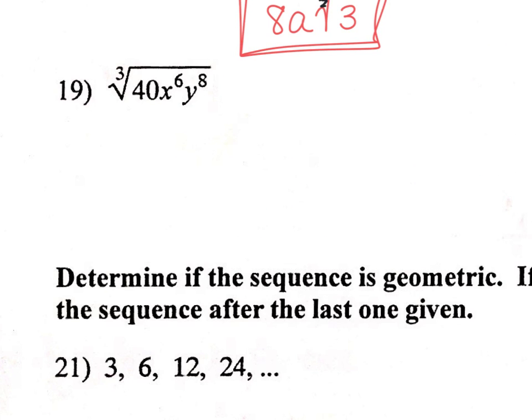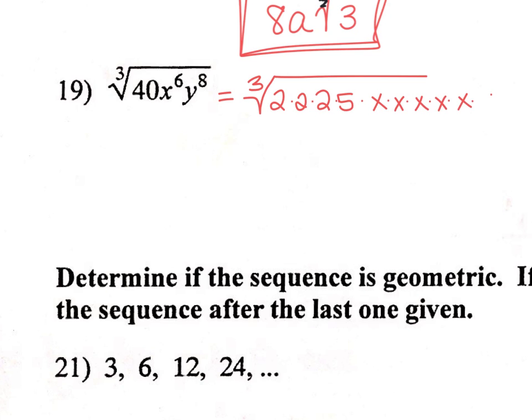All right, we're almost there. This time we're breaking down the cube root. And if we break down 40, we get 2 times 2 times 2 times 5. All right, I have 6 x's here: 1, 2, 3, 4, 5, 6. 8 y's: 1, 2, 3, 4, 5, 6, 7, 8. Okay, and I need groups of 3. So I'm going to find my groups of 3.